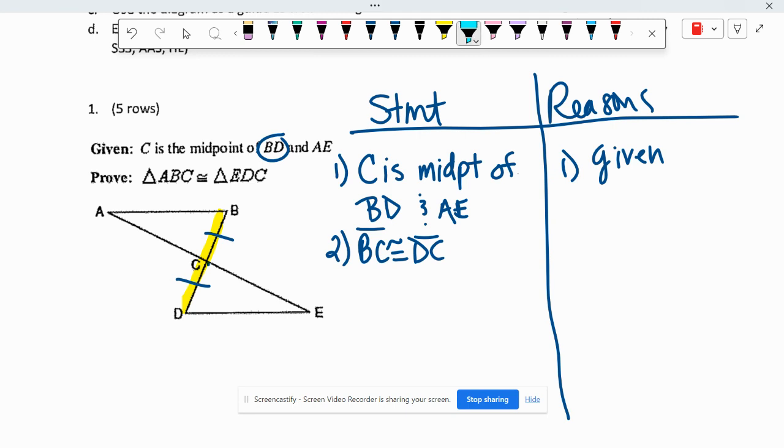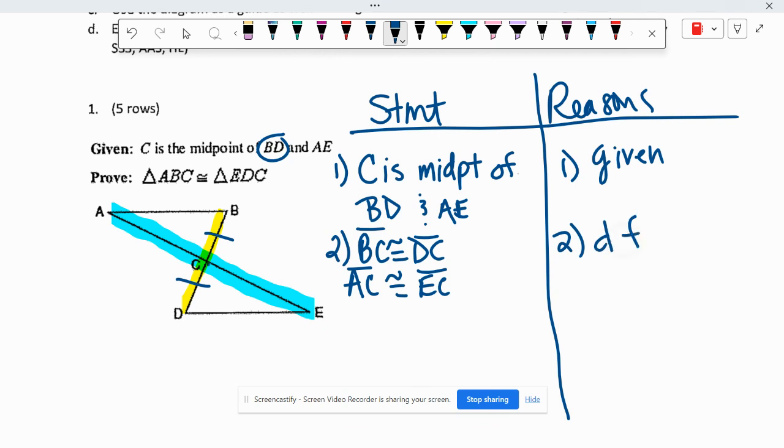But it also says that C is the midpoint of AE. So what does that mean? What else is congruent? Then AC is congruent to EC. And both of those are by the definition of midpoint. That's what a midpoint does. It makes two congruent pieces. That's it. So I'm going to mark that.